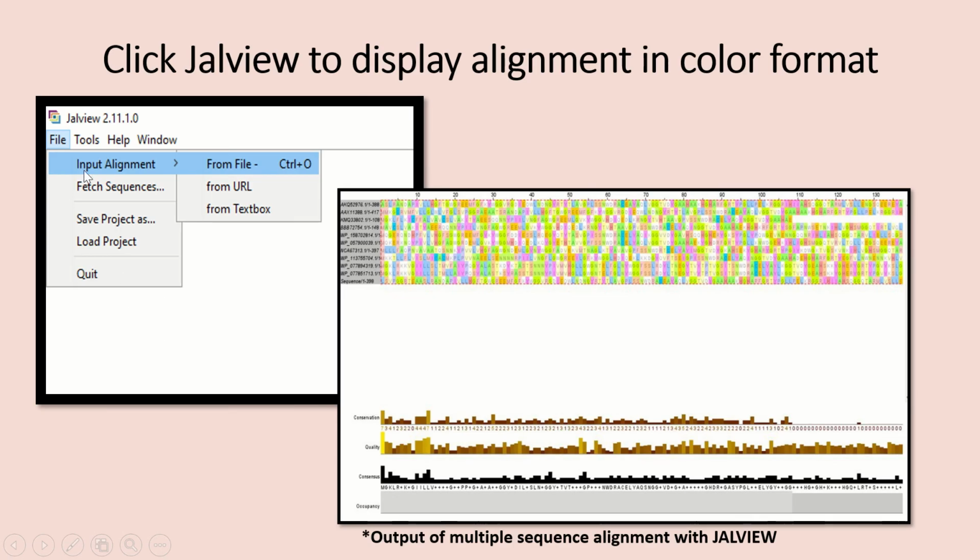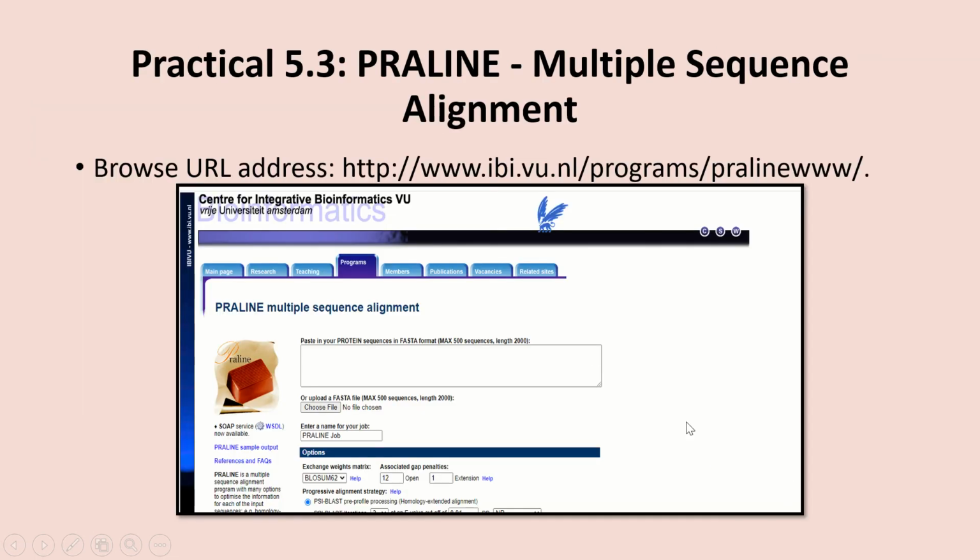And we need to click Jalview to display the alignment in color format. Click on file, click on input alignment, click on from file. Retrieve from the file that we have saved all 10 sequences plus the query sequence. So this is the output of multiple sequence alignment with Jalview in a color format.